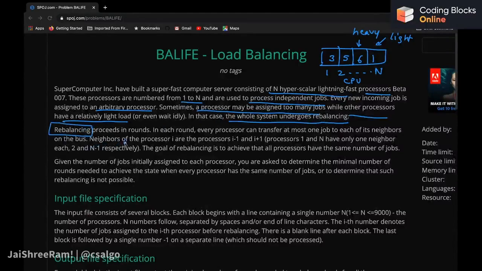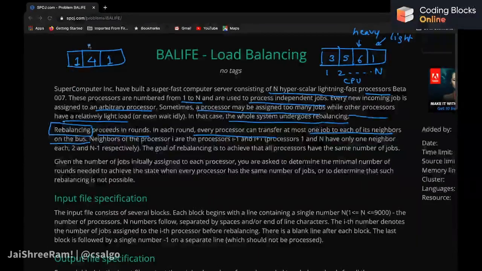So rebalancing proceeds in rounds. In each round, every processor can transfer at most one job to each of its neighbors on the bus. Okay, so they are connected serially on a bus. Let's say you have a processor like this. Okay, so they are connected.